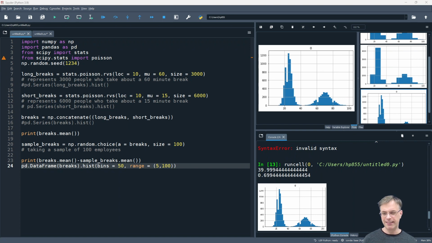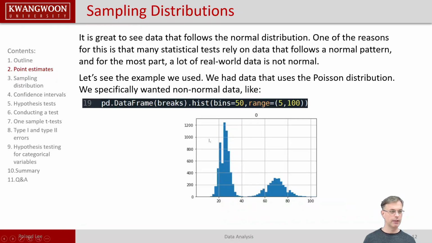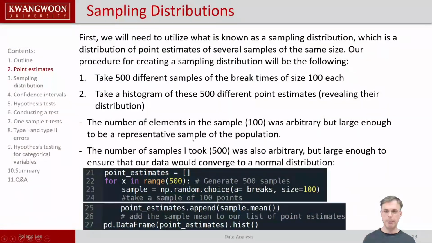Well, let's see. First off, we will need to utilize what is known as a sampling distribution, which is a distribution of point estimates of several samples of the same size. Our procedure for creating a sampling distribution will be the following. Take 500 samples of the break times of size 100 each and take a histogram of these 500 point estimates, revealing the distribution.